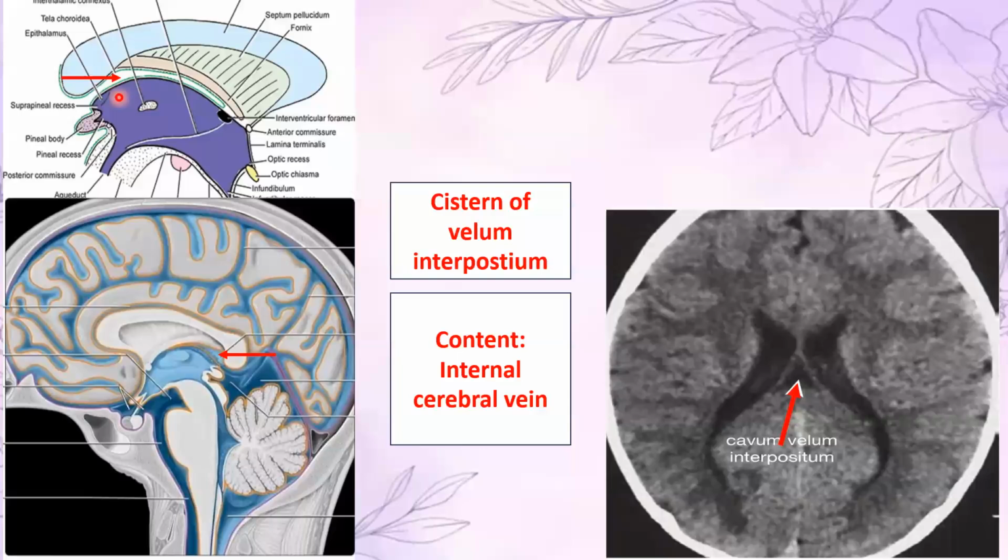The next cistern is the cistern of the velum interpositum. This cistern is situated between the two layers of the tela choroidea. The tela choroidea is an invagination of the pia mater into the ventricles. We can see it situated below the corpus callosum and the fornix and above the third ventricle. Once again, this is the cistern of the velum interpositum. Posteriorly, it is continuous with the quadrigeminal cistern, and it contains the internal cerebral veins. In cross-section, it is triangular in shape.